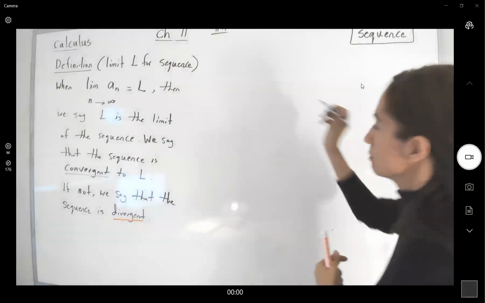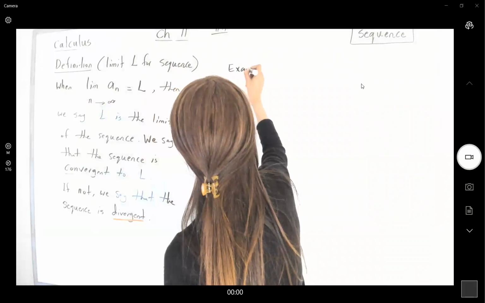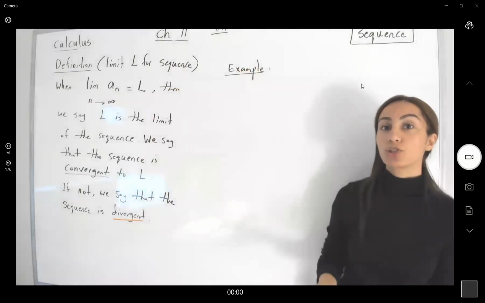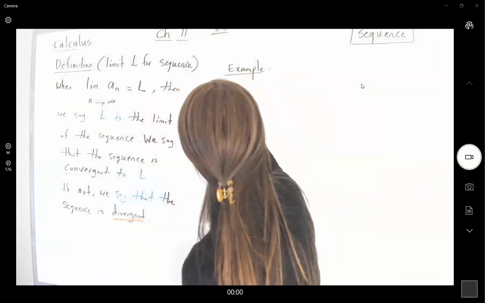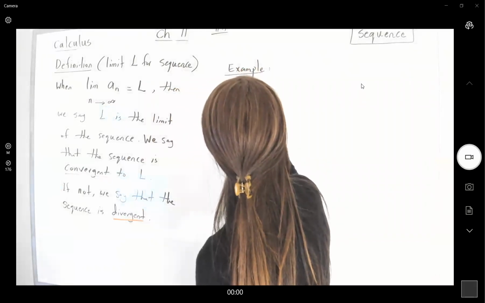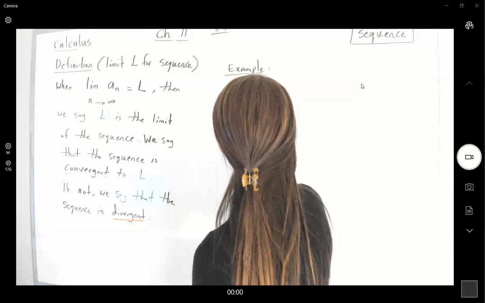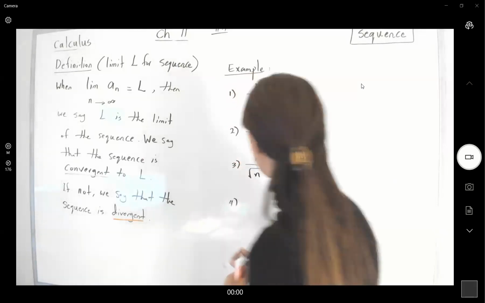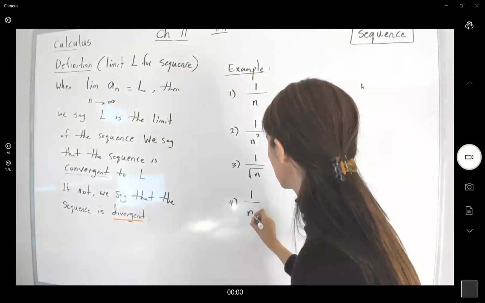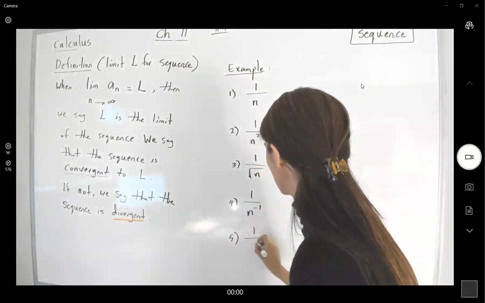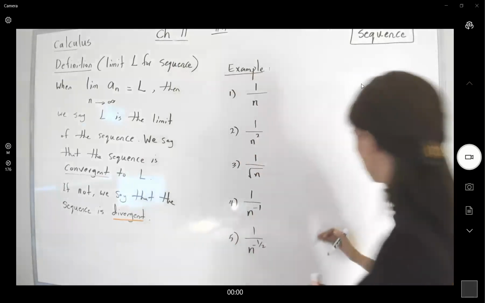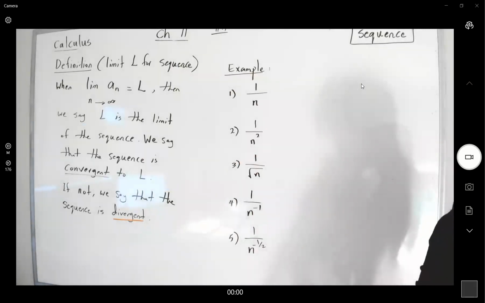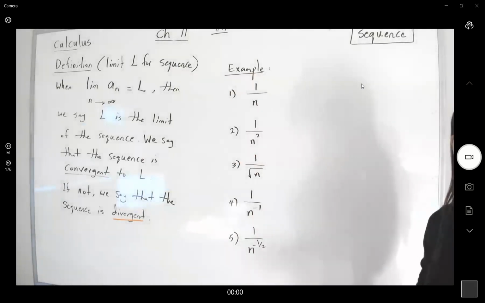Example. I'm going to give you these sequences, and then we're going to check to see which one of them is convergent, which one is divergent. The very first one is 1 over n, 2, 1 over n squared, 3, 1 over square root of n, 4, 1 over n to negative 1, 5, 1 over n to negative n. Just a bunch of sequences, and we're interested to check to see which one is convergent, which one is divergent.